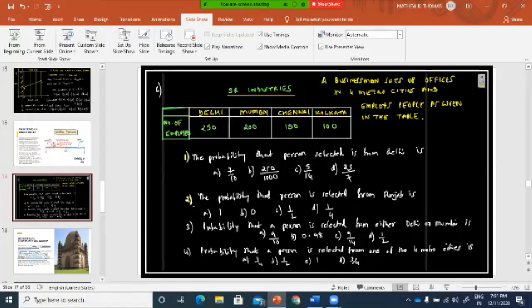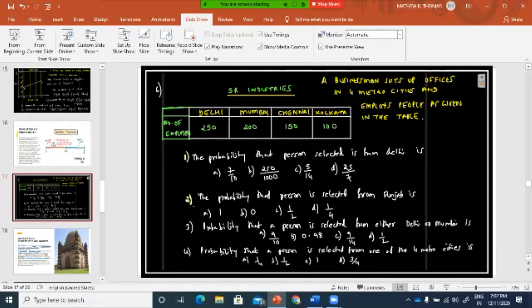So if you know the formula of probability, probability is number of favorable outcomes by total outcomes, isn't it? So what is favorable? That the person is selected from Delhi. So that's 250. And out of the total, so what is the total here? 250 plus 200, 450. 450 plus 150 is 600. 600 plus 100 is 700. So my probability will be 250 by 700. So which answer do you think is correct among this? 5 upon 14, correct. Because if you reduce 250 by 700, that will be 25 by 70. Again, cancel by 5, you get 5 by 14. So this is our answer, correct?